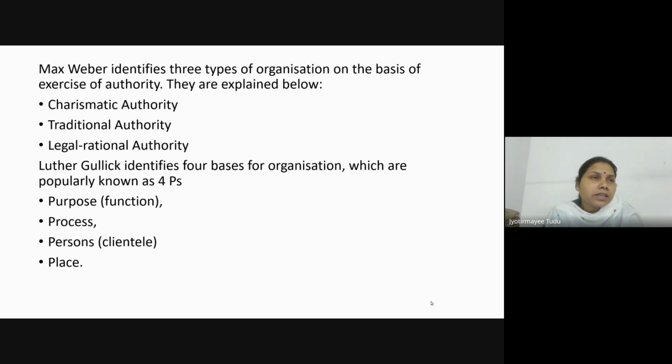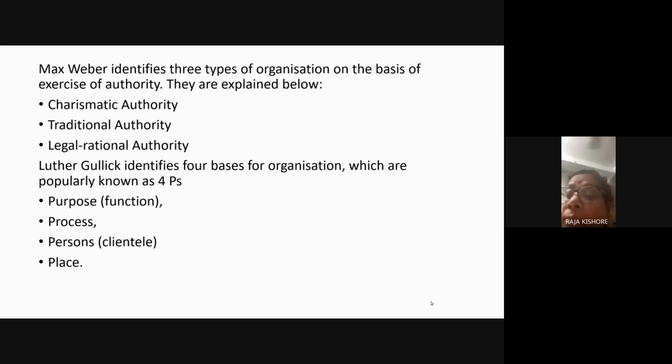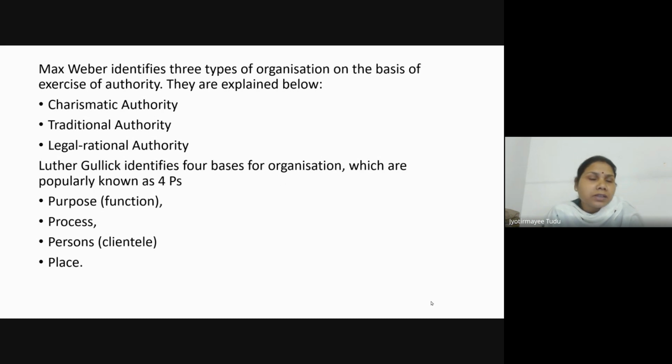And in that process, in order to meet the complex demands of society, organization also needs to be reinvented. So in that regard, he gave utmost priority to legal rational authority as the rational form of organization. Here that legal rational authority essentially needs to be manifested in the modern bureaucracy.